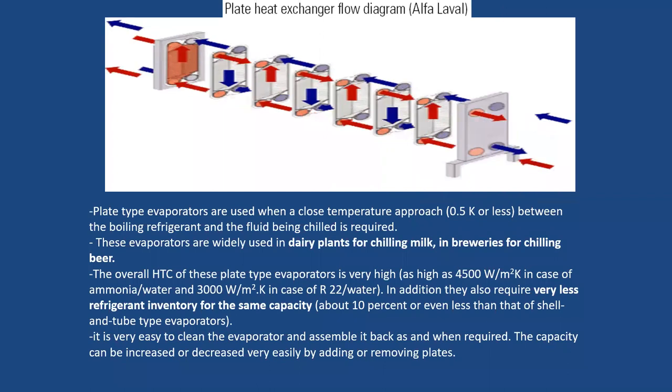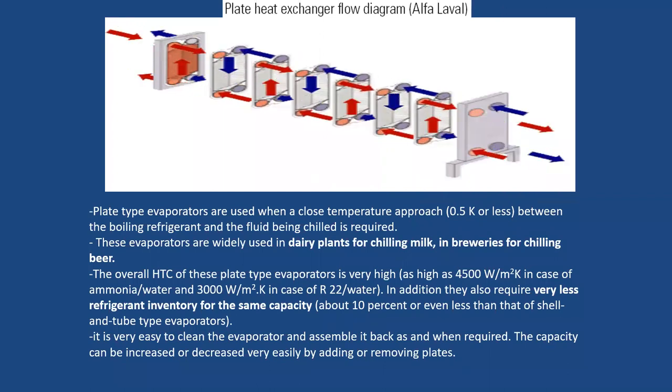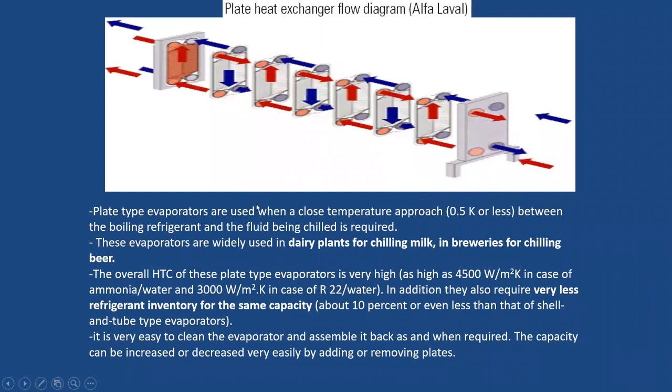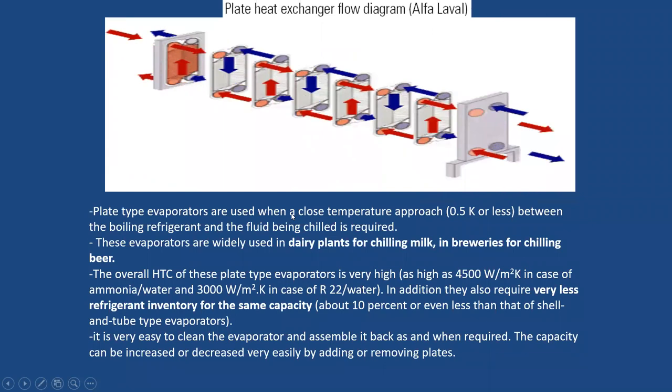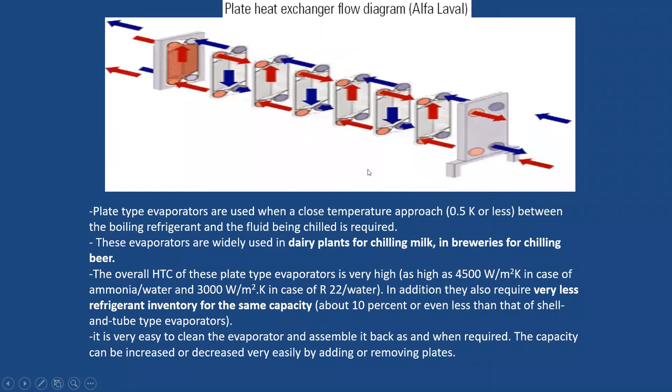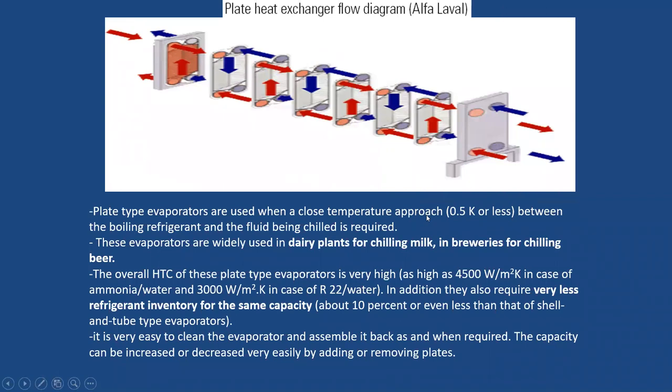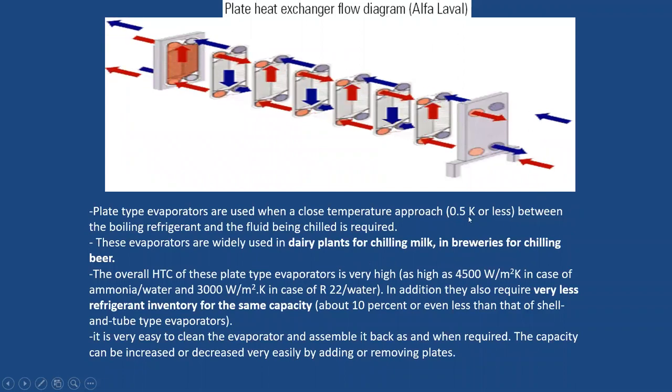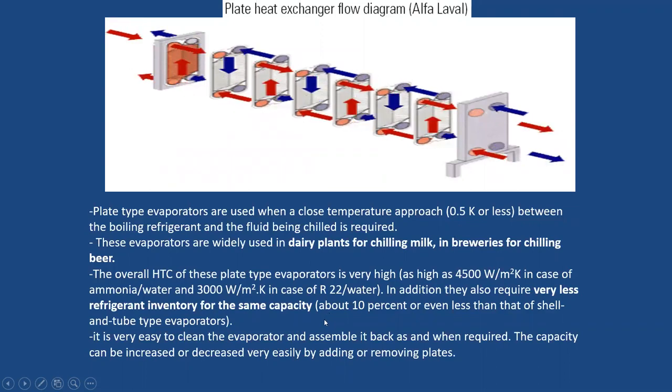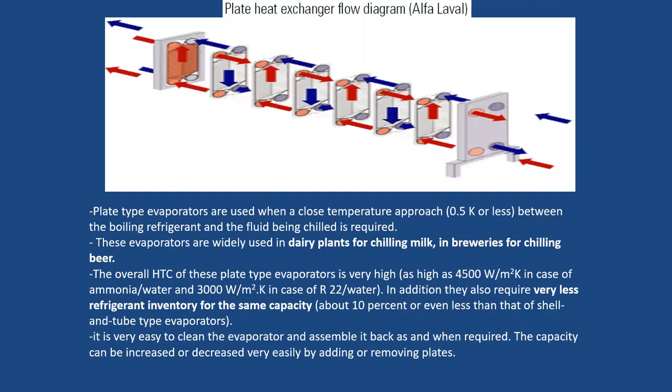Then next come plate type heat exchangers. Alfa Laval is the main manufacturer of the same. Plate type evaporators are used when a close temperature difference is required, close to 0.5 K. So these are the most effective as far as refrigeration or the system COP is concerned, because it allows us to maintain a very low temperature difference between the boiling refrigerant and the fluid being chilled, that is around 0.5 K. These evaporators are widely used in dairy plants for chilling milk, and in breweries for chilling beer.